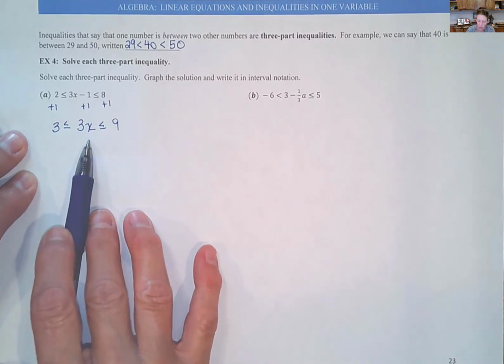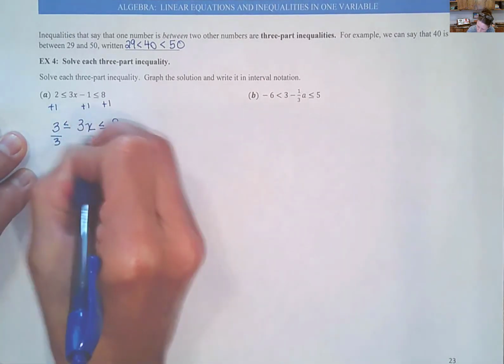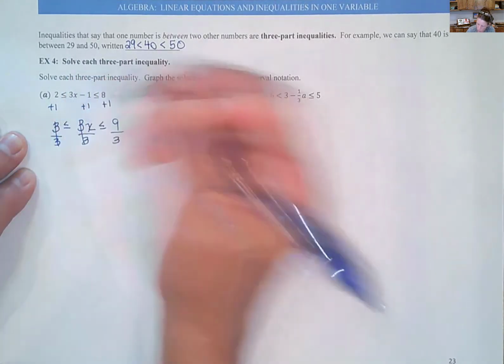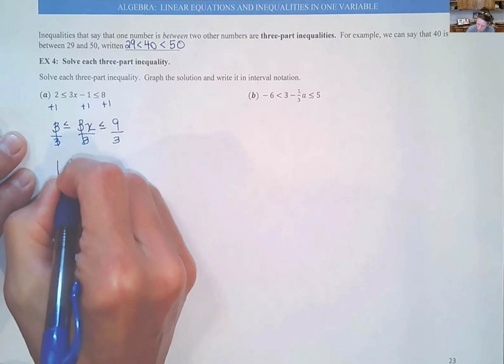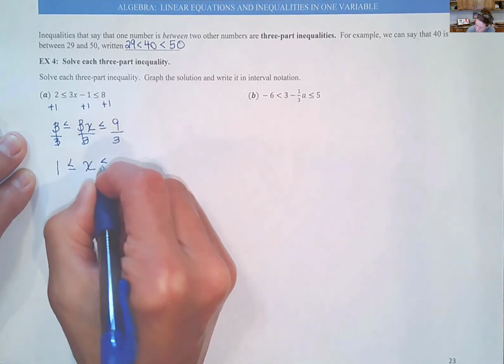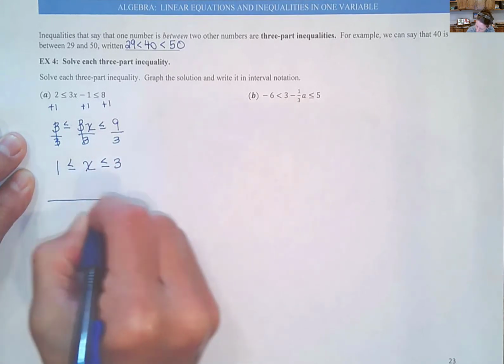Last, we're going to divide each part by 3. Notice we're dividing by positive 3, so don't worry about switching any directions of things. So that's 1 is less than or equal to x is less than or equal to 3.